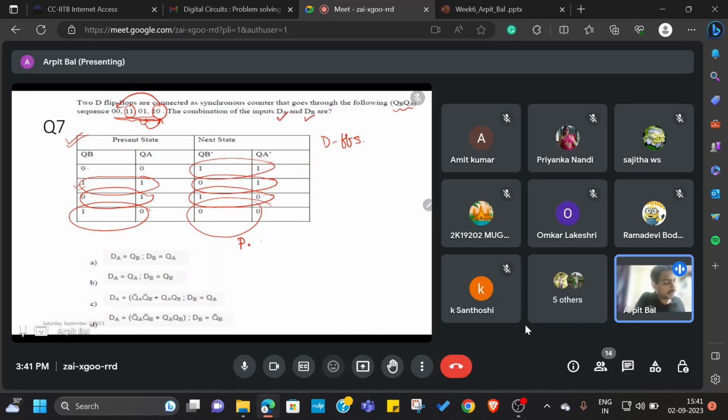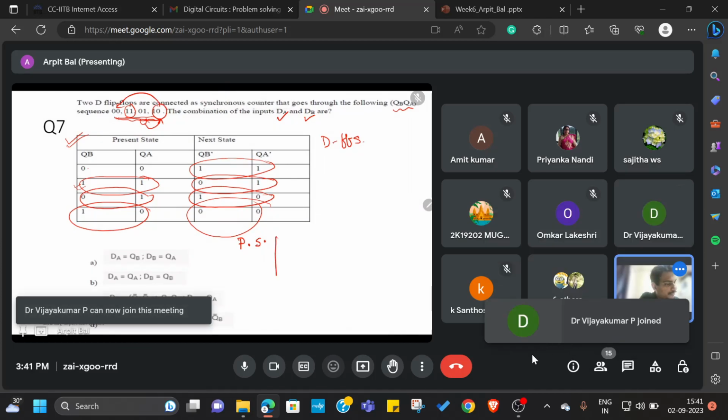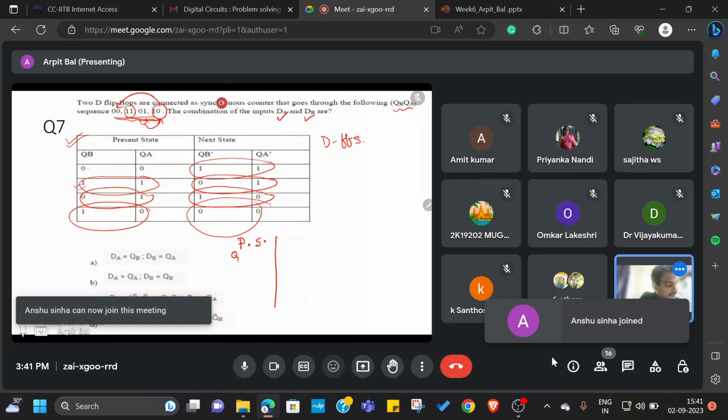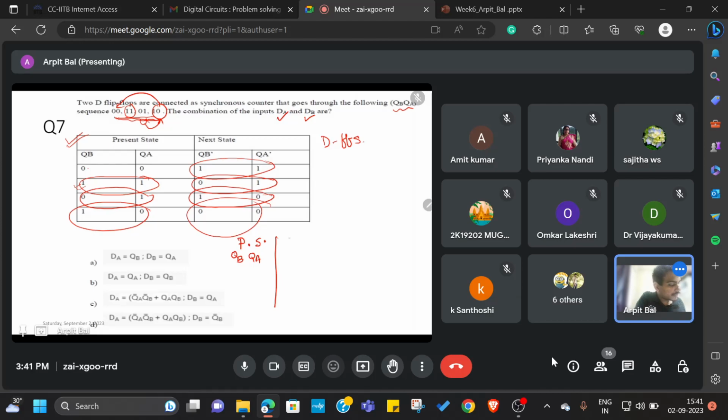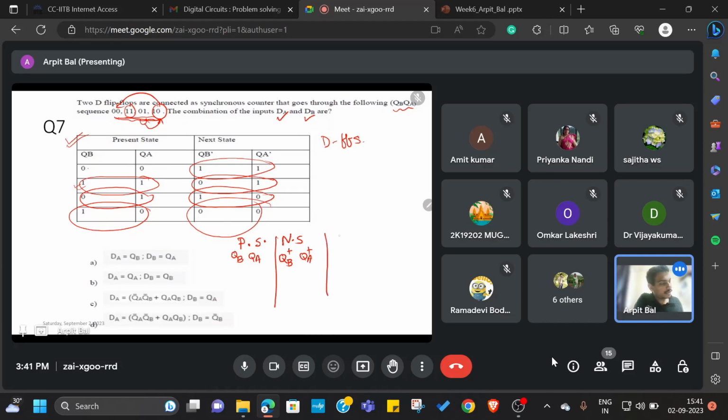Now let me write down. This is the present state, so I'll write QB QA. This is the next state, so I will write QB plus and QA plus. Then I'll write the input to the D flip-flop as DB DA. So the present state is 0 0, next state is 1 1.